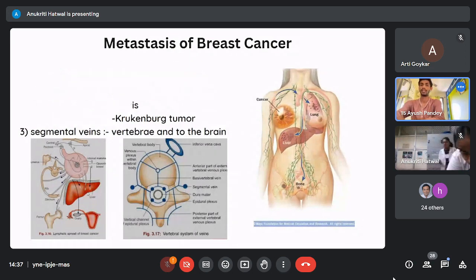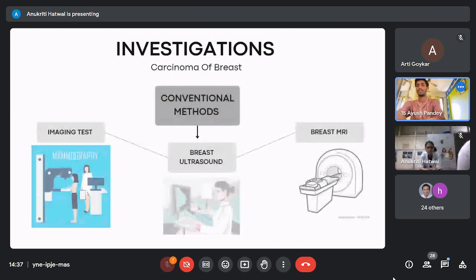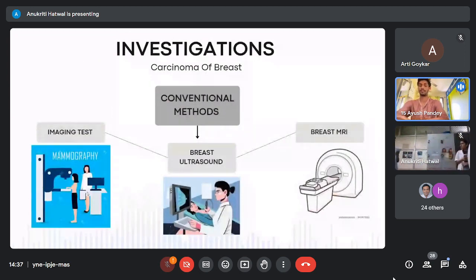My topic is investigations of carcinoma of the breast. First of all, I would like to inform everyone that regular screening should be done at regular intervals, because the symptoms formed due to carcinoma of the breast are not seen very prominently in every person. The investigations include two methods: the conventional methods and the new and experimental techniques.